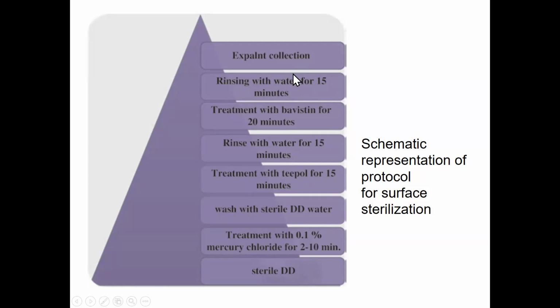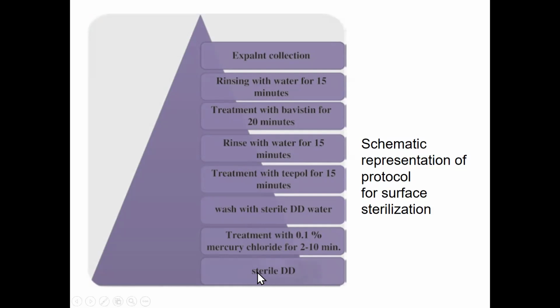These are for surface sterilization. You can use other things also. Wash with sterile distilled water, and then treatment with 0.1% mercuric chloride for 2 minutes. This is a schematic presentation using these surface sterilizing agents. But depending on your plant and availability of the surface sterilizer, you can change the chemical and even the timing and concentration also. But these are the major steps.